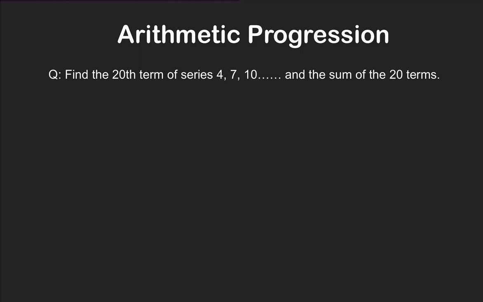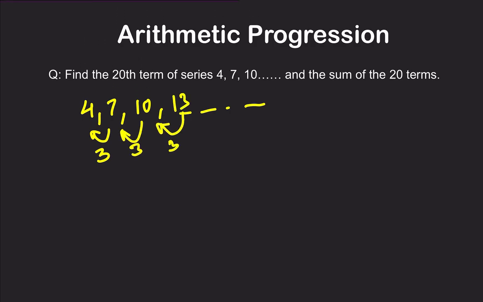First thing, if someone has given you the series, you first need to know if this is an arithmetic progression or harmonic progression or geometric progression or whatever. So first thing, is it an arithmetic progression series? How will you check? Difference between 4 and 7 is 3. 10 and 7 is 3. Next number 13, 3 and so on. So the difference between two numbers is constant, or the same, and that is 3.